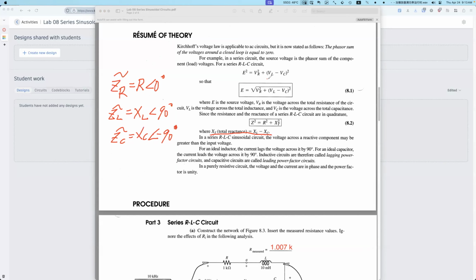This is also similar for the VL and VC. When we do homework, draw the phasor form. So we know VL and VC are always on the same line, also in opposite directions. So we can do VL minus VC.